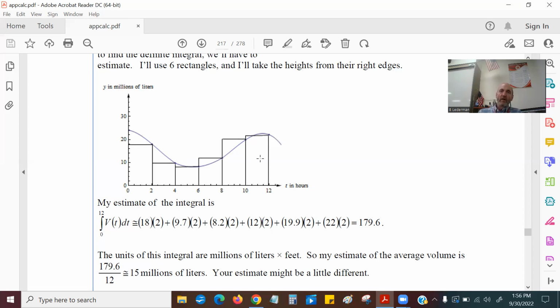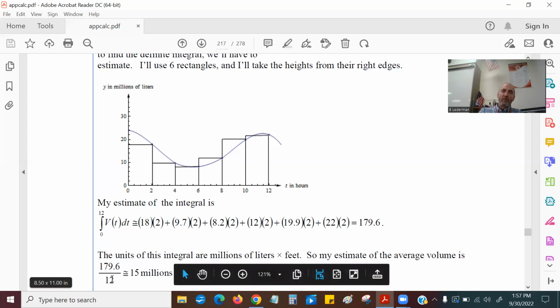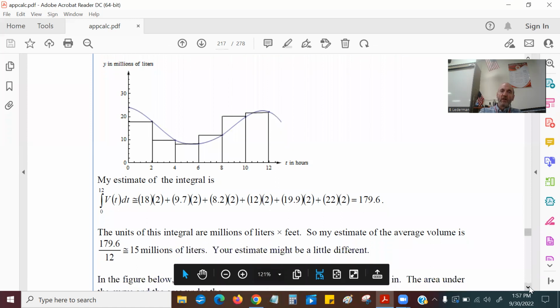Anyway, all of these numbers have to be multiplied by 2 because we're looking at the area of each rectangle. So the area is the height times the base, and the base is 2. In fact, the base for all of these is 2. If you crunch this all out and add this up, you're going to get 179.6. And don't forget, that's the integral part. We still have to divide by 12. So 179.6 divided by 12 is approximately 15 millions of liters. It's a lot of water.